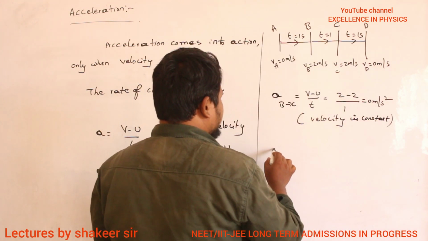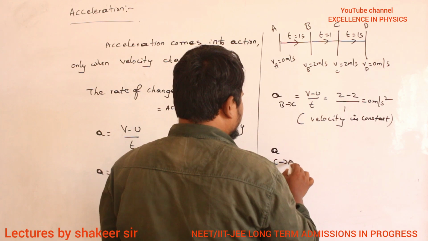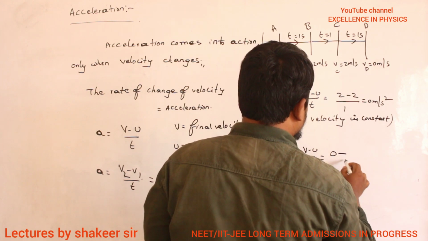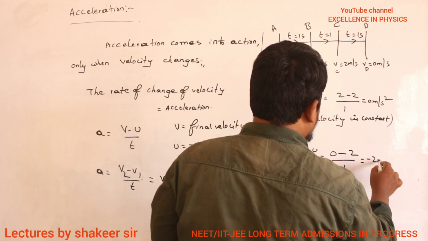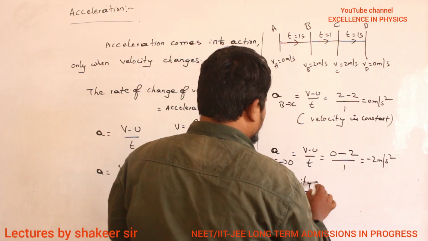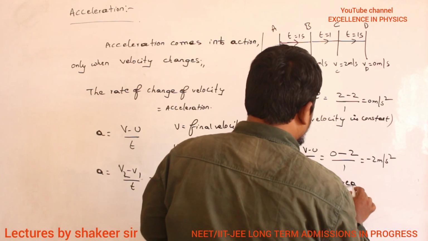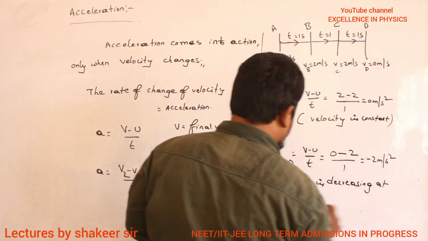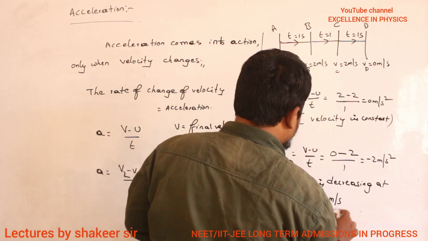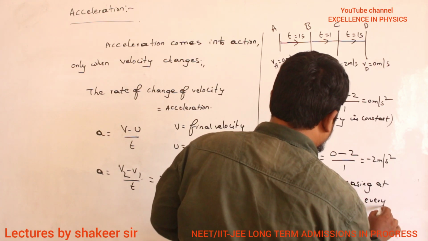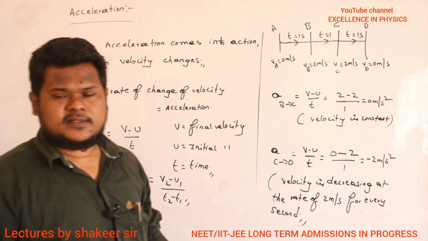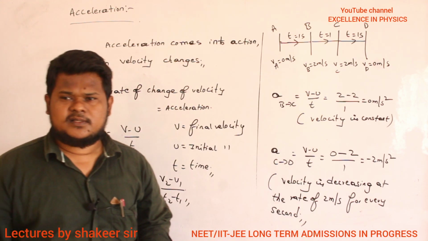Clear, now? Similarly, if I take acceleration from C to D, then here also V minus U divided by T. Final velocity is 0, initial velocity is 2, time taken is 1 second, so minus 2 meter per second square. It means negative acceleration indicates velocity is decreasing. Velocity is decreasing at what rate? At the rate of 2 meter per second for every second. So this acceleration we call negative acceleration, retardation, or deceleration.